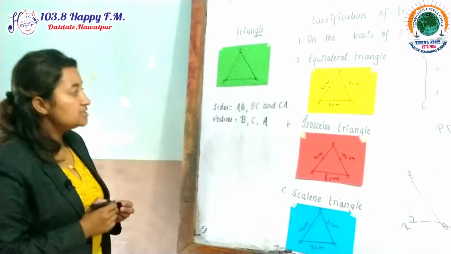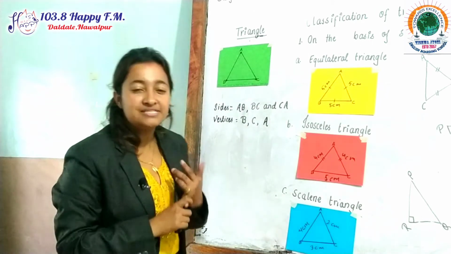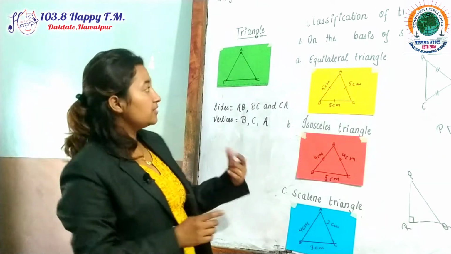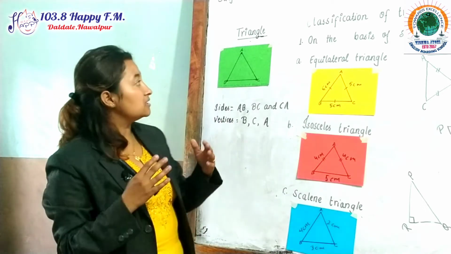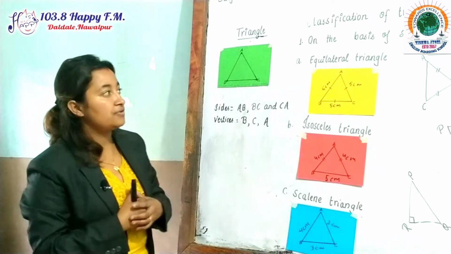So the properties of a triangle can be listed as: there are 3 sides in a triangle, there are 3 vertices, and similarly there are 3 angles, which are formed by the meeting of line segments at 3 different common points.